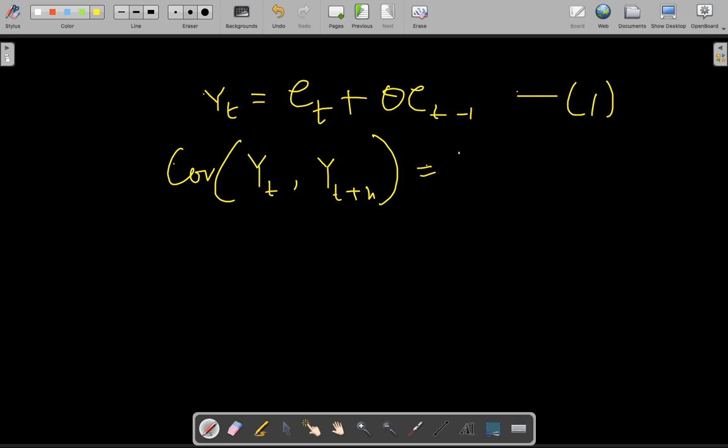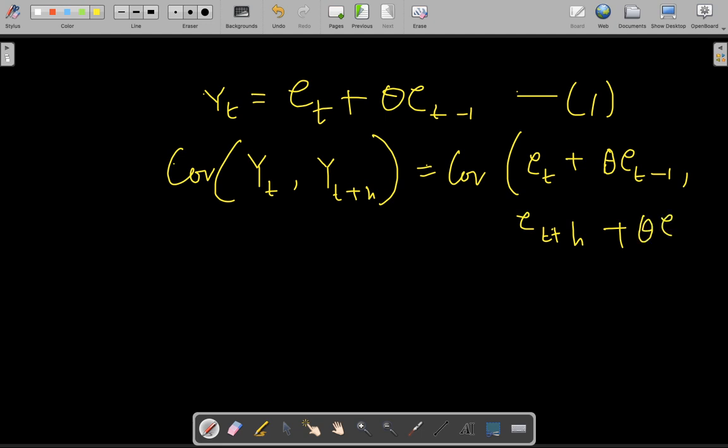So it will be et plus theta et minus 1, then I'll put a comma, and then just replace t with t plus h, so it will be et plus h plus theta et plus h minus 1. I simply can write this, there is no problem with this. Now let me expand this.